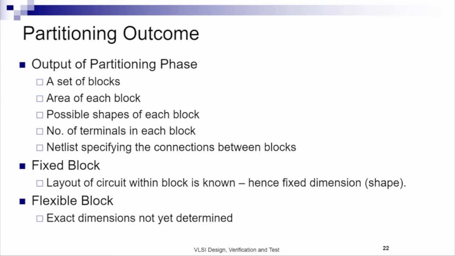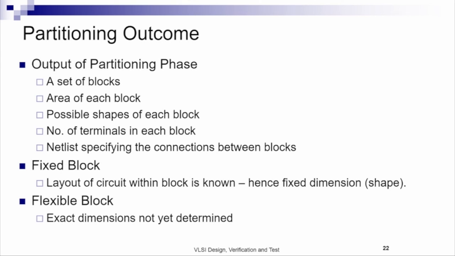We know the area of the block. We at least have an estimate of the area of the block because we know the circuit components that will go inside a block and how they will be interconnected. We also know the possible shapes of each block and the number of terminals in each block, because we know how many wires will cross the given partition and go to other partitions, and hence how many terminals we will require. External connections across a partition can only be done through terminals at the periphery of each block. And we have a netlist specifying the connections between blocks.